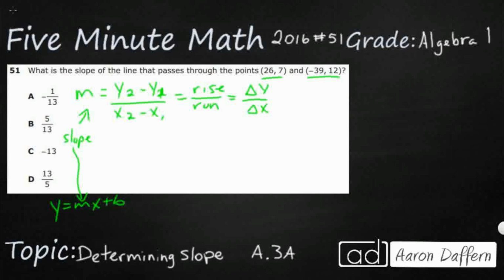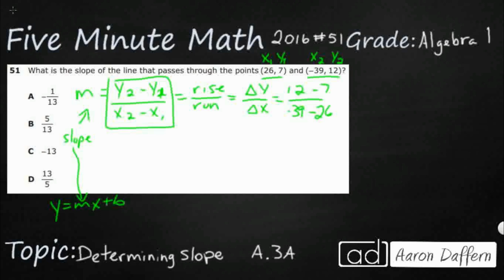So let's go ahead and label these, and I'm going to start by labeling this x1 and y1, and the second point as x2 and y2. Now what I'm going to show you in a minute is that it doesn't matter which set you start with. So let's just do this. My y2 is 12. My y1 is 7, right? So I'm following this right here. y2 minus y1 over x2 minus x1. So my x2 is negative 39, and my x1 is 26.